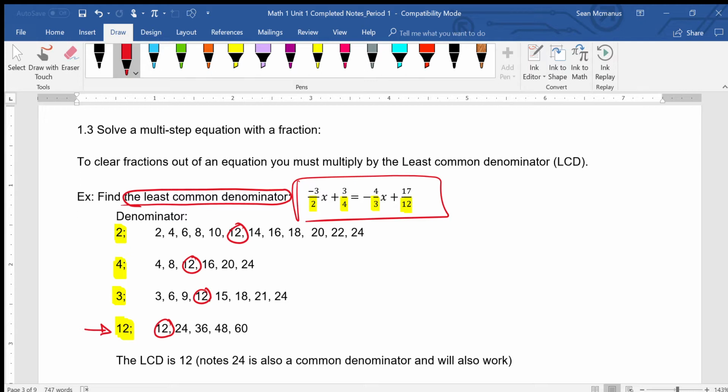And actually for this method, or for any of these methods, it doesn't really have to be the least common denominator. I could also choose 24. 24 is also a multiple of all those numbers, and if I use that, I'll end up with slightly different, bigger numbers, but in the end it'll all reduce down to the same thing. So what we're going to do with these problems is find the lowest common denominator for the terms that we're considering, and then I'm going to multiply both sides by that number.